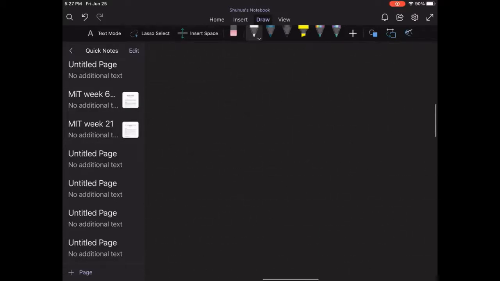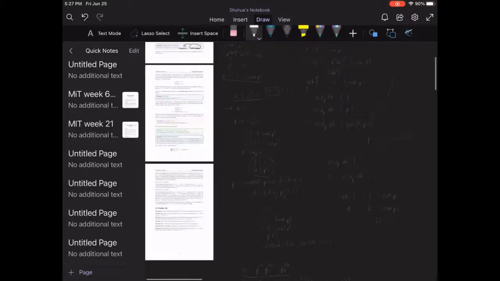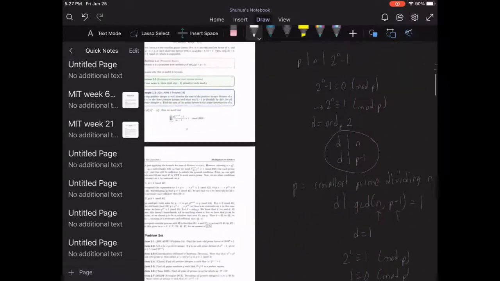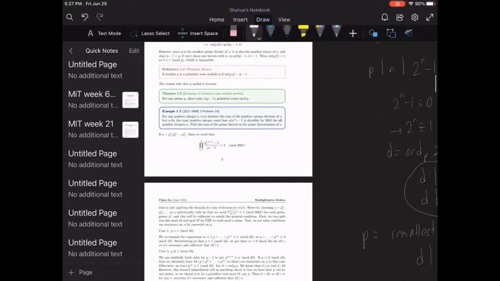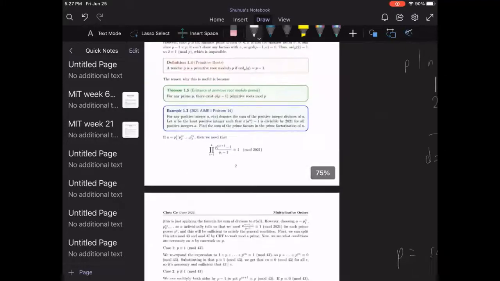Okay, it exists somewhere. Oh, there it is. We want to find the sum of the prime factors in the smallest possible n.